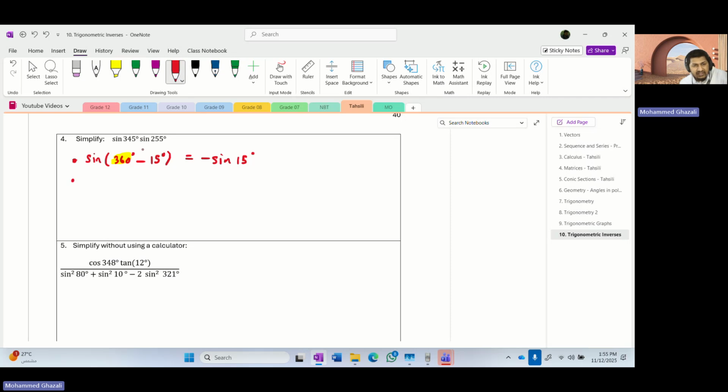And then we want to simplify sine 255. Sine 255 is sine of 270 minus 15. Now, because we are using 270 minus 15, this is in the third quadrant. Negative in the third quadrant, and it changes to cos. So it becomes cos 15. So if you're multiplying the product of these two, the answer is now equal to sine 15 times cos 15.